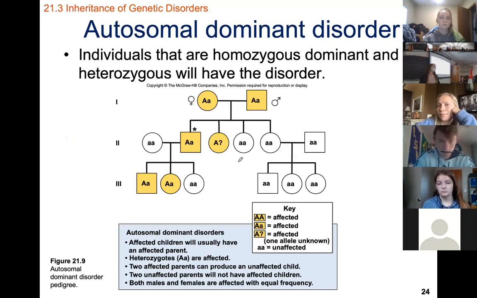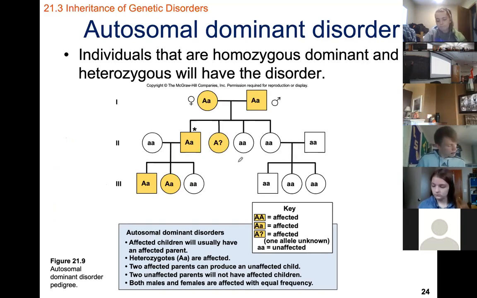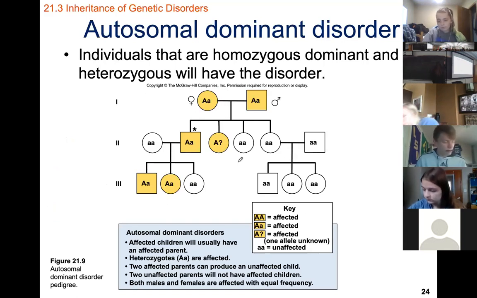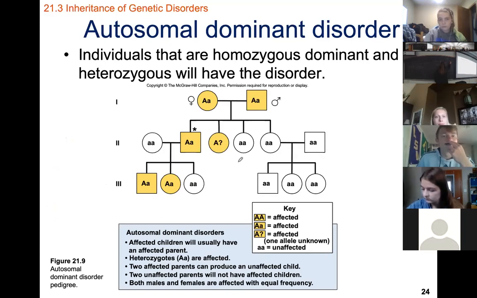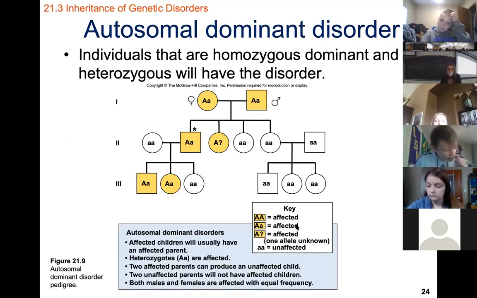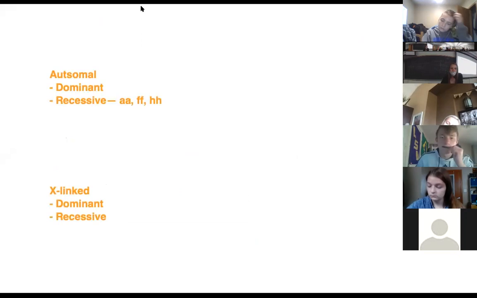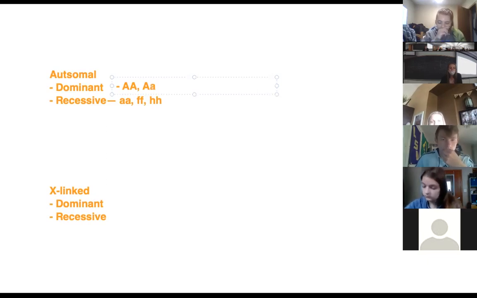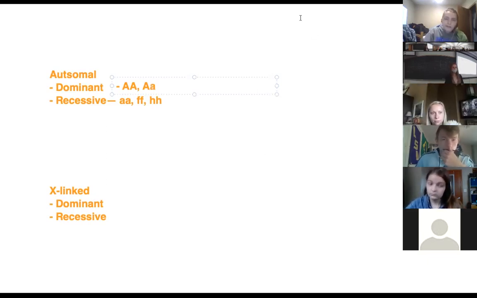Now we have the opposite of that, autosomal dominant disorder. Our first step is to figure out, what does it look like to have it? If you have an autosomal dominant disorder, you can either be big A, small a, or big A, big A. That is what I'm showing here. So you could either be big A, big A or big A, small a, and vice versa for all the other letters.